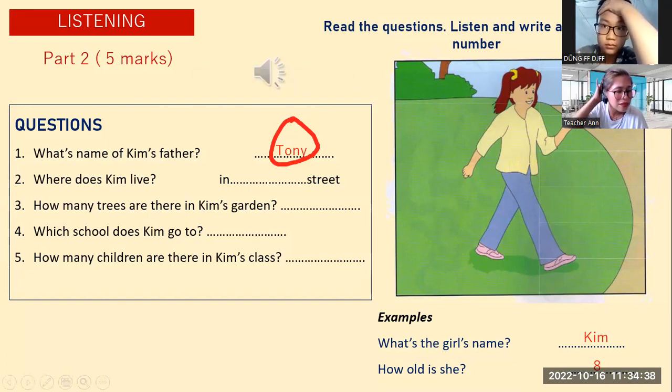Hello, listen. What's your name? My name's Kim. How do you spell that? K-I-M. That's a nice name. And how old are you, Kim? I'm 8. 8? Okay, yes. It's my birthday today. Happy birthday. Can you see the answers? Now you listen and write a name or a number. 1. Who do you live with, Kim? I live with my mum and my dad. And what's your dad's name? His name's Tony. Is that T-O-N-Y? Yes, that's right.